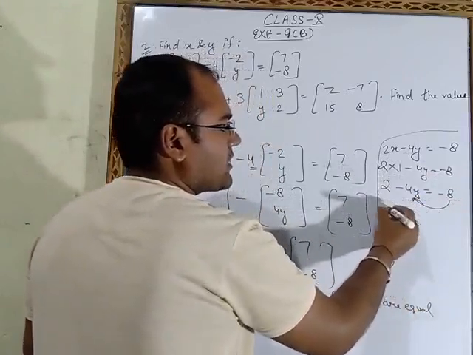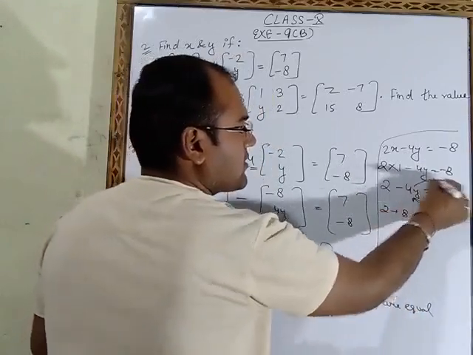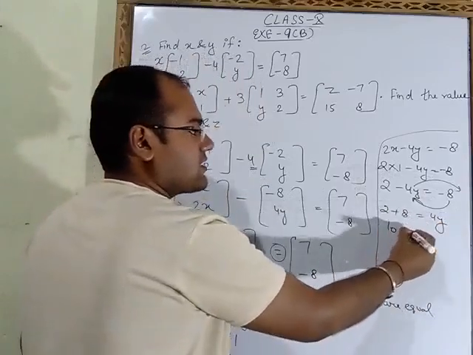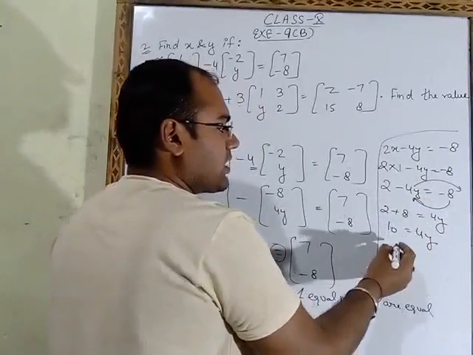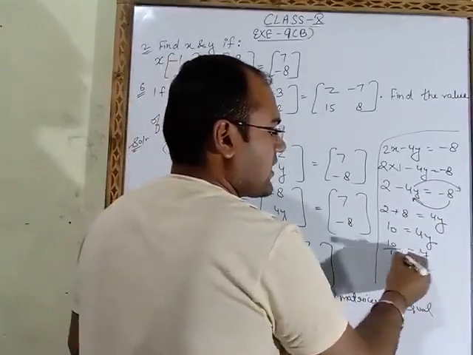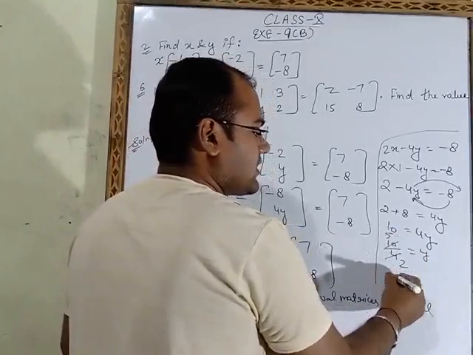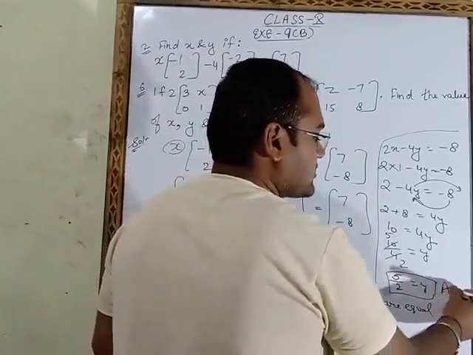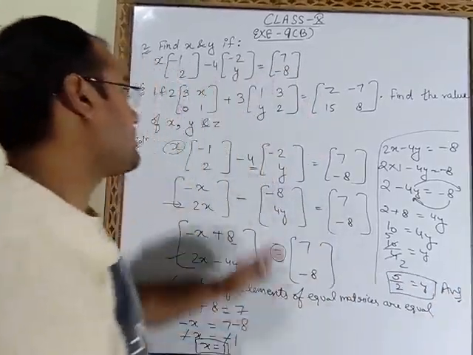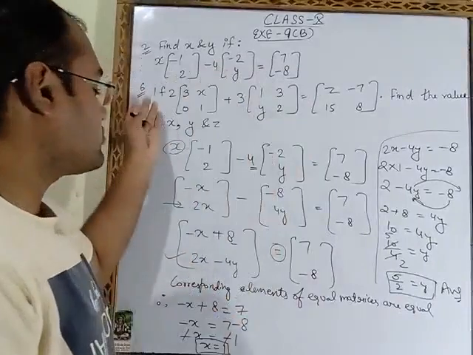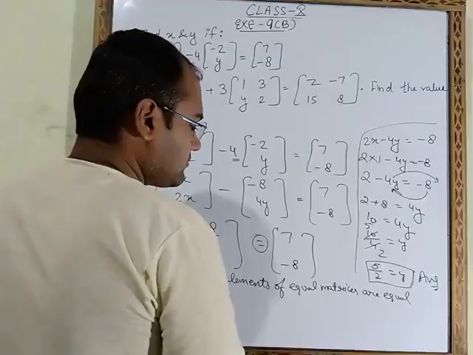This minus 8 you bring here, so this will become plus 8. 4y we will bring there, so this will become plus 4y. 10 is equal to 4y. Now after that, 10 upon 4 is equal to y. On cancelling it, we will get 5 upon 2 as y. So this is your final answer of this question number 2. So like this you have to do such questions. Now see next question, question number 6.